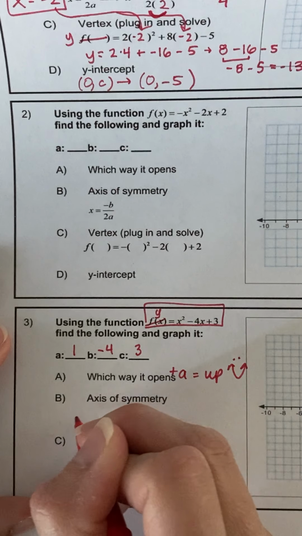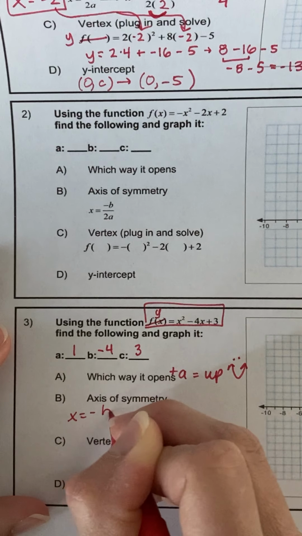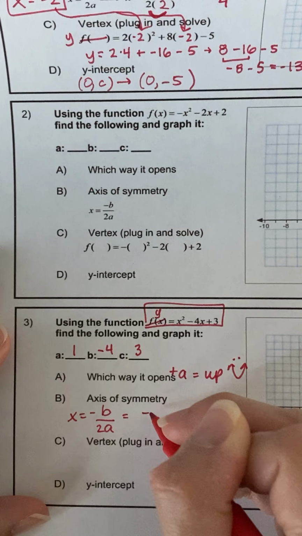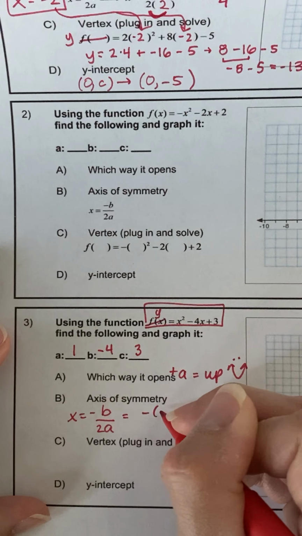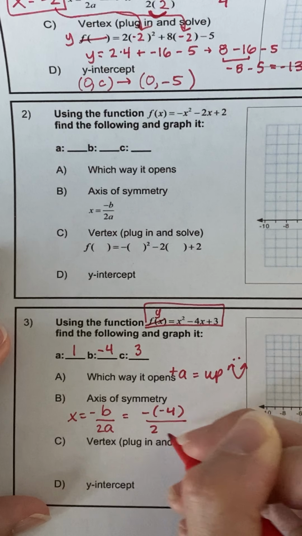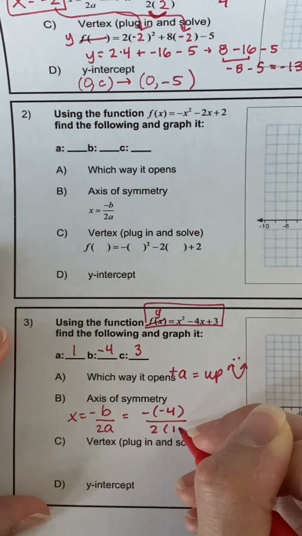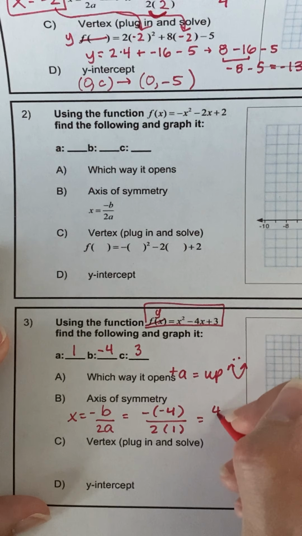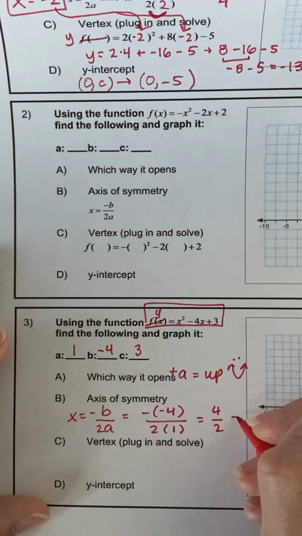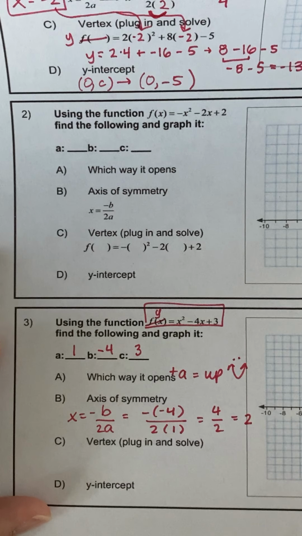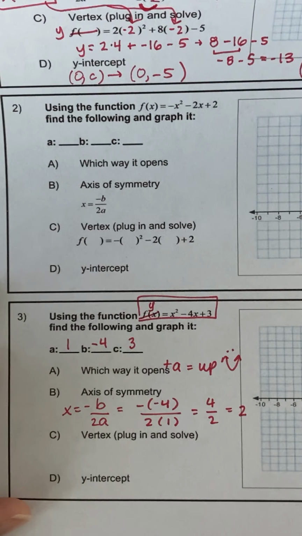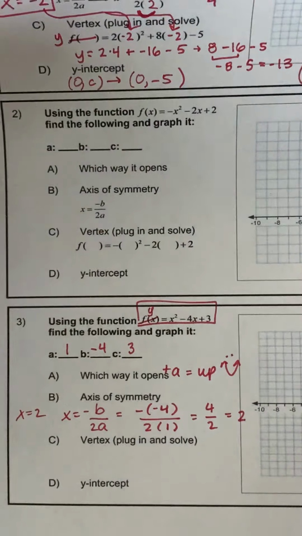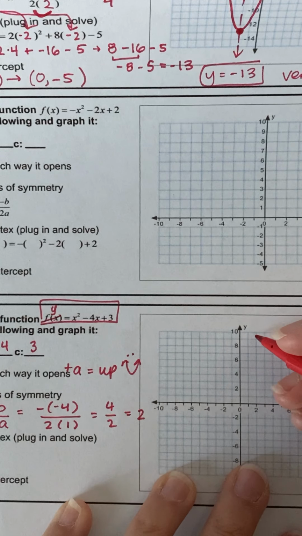Your axis of symmetry, so it's x equals opposite of B over 2A. Opposite of B, so B is negative 4. So opposite of negative 4 over 2 times A, which is 1. Negative of negative will be positive 4. 2 times 1 is 2. So it's 4 over 2, which is 2. And then, so let's see, I have x equals 2 for my axis of symmetry. If you want, you can go graph that right now. So x equals 2.